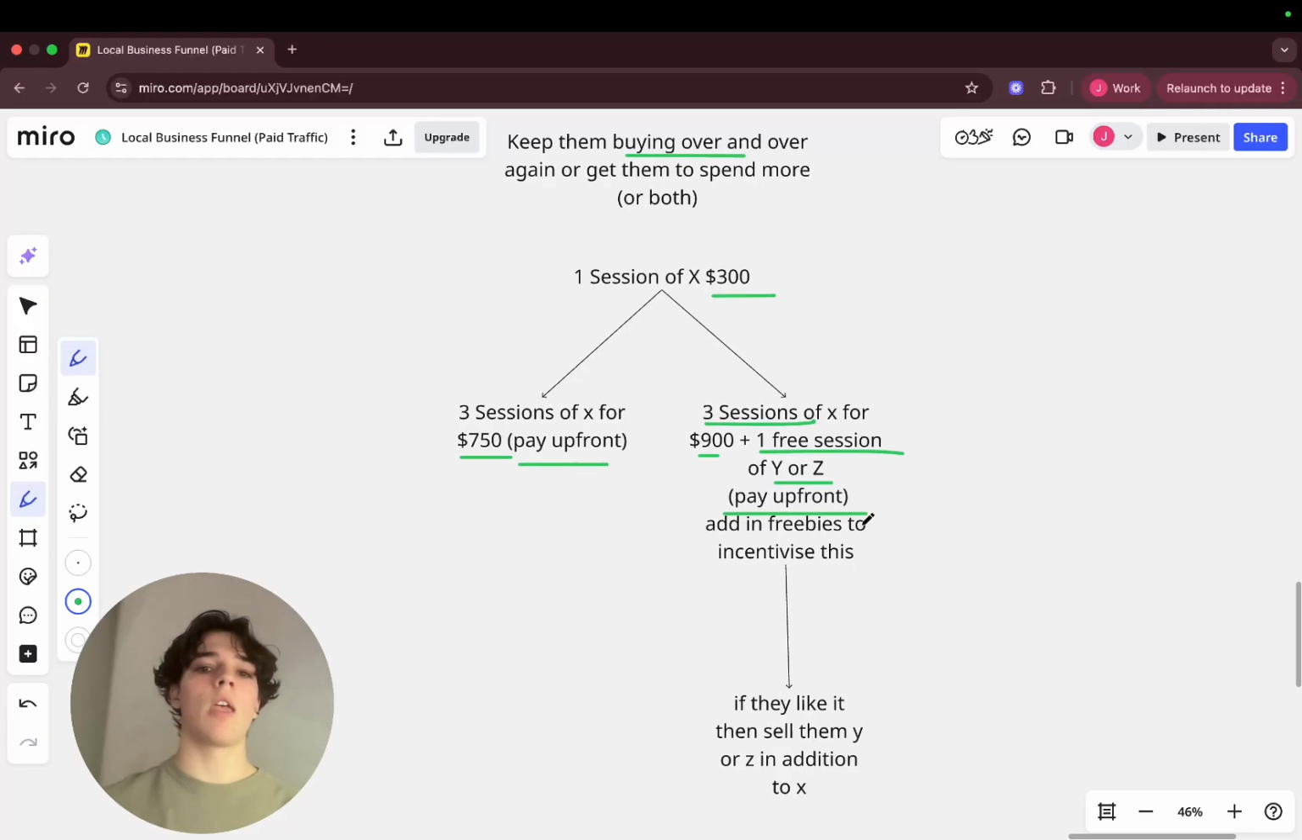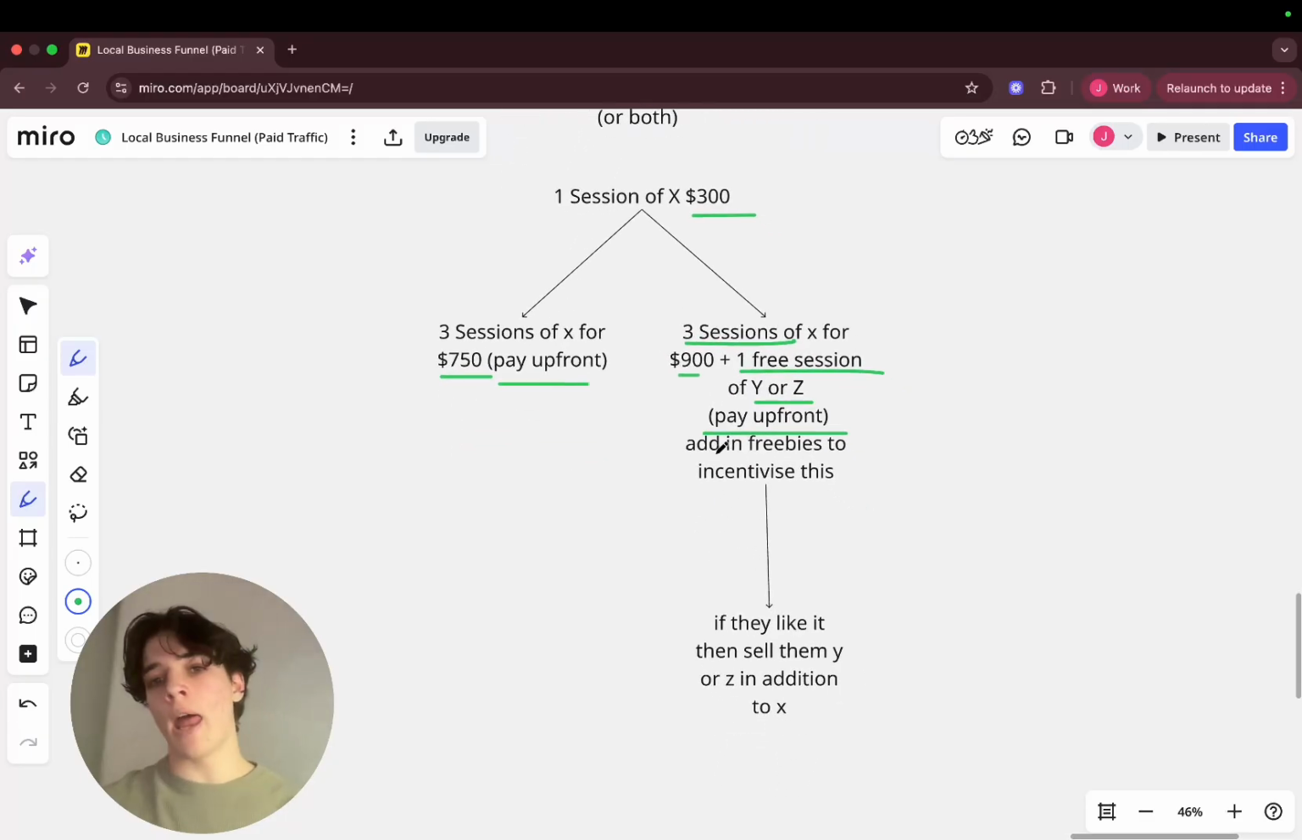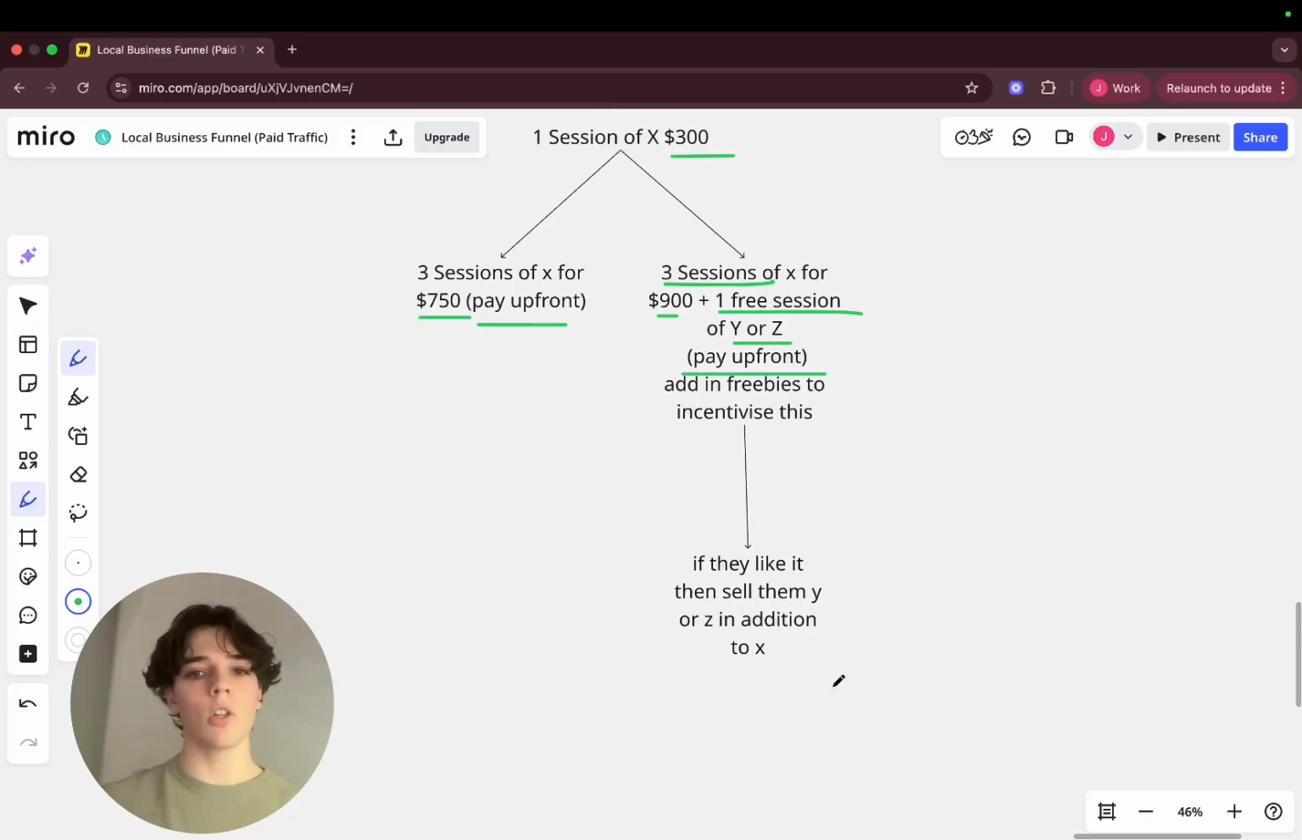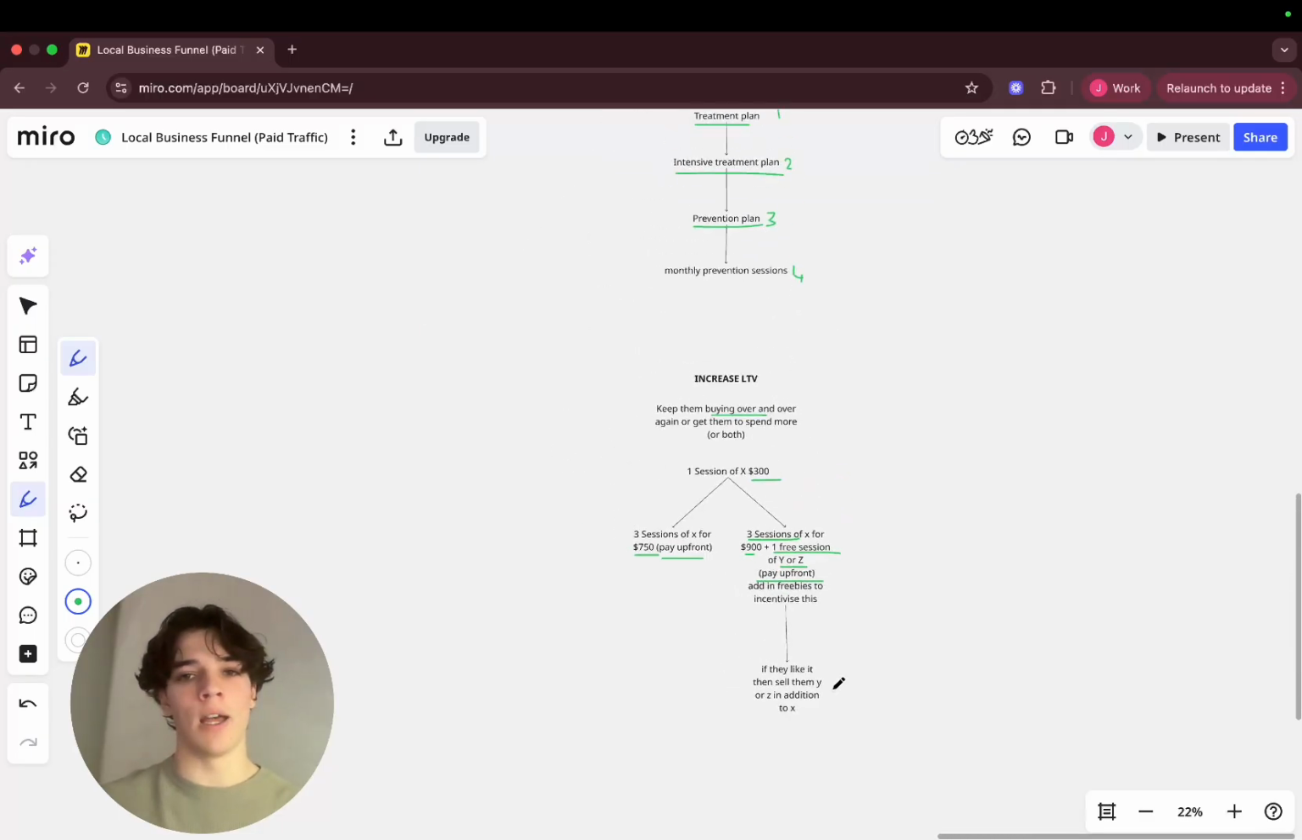Pay up front. And you add in those freebies to incentivize staying with you for longer and spending more with you. You could do the pay up front, you could do payment plans, you could split it up over the 3 sessions. And if they like Y or Z when you give it to them for free, you could then sell it to them. So instead of doing it for free, you could say, oh, you liked Y? Awesome. Do you want to get 3 sessions of that? And that way you've increased your LTV.